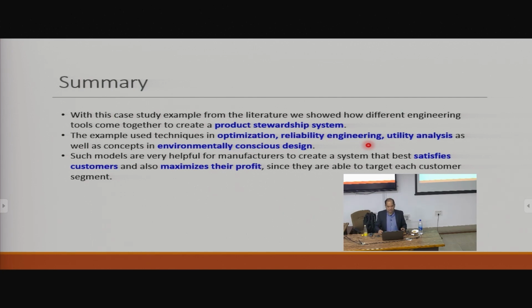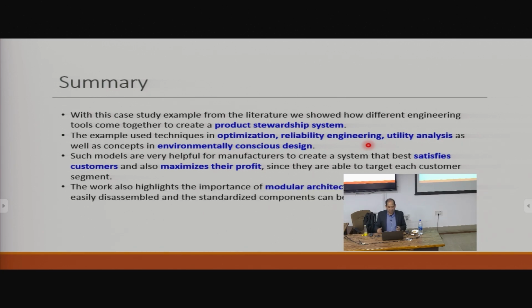And then just to come back to the model, it's very helpful for manufacturers to create a system that best satisfies customers and also maximizes profit, right? If they're able to target each customer segment. The work also highlights what you said earlier, the benefit of modular architectures, right? Reuse and remanufacture require easy disassemblability. Circular economy requires easy disassemblability, and systems analysis helps us think about these things in a grand scheme of things, put a lot of tools together and create solutions for the society.